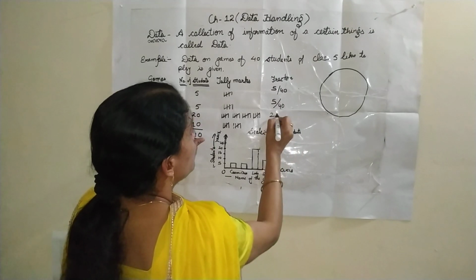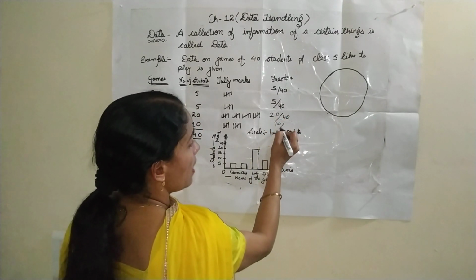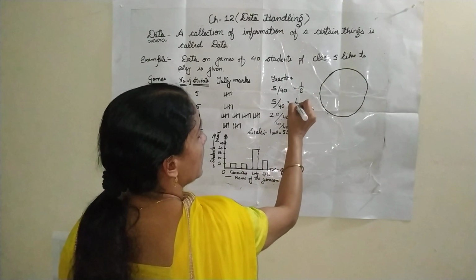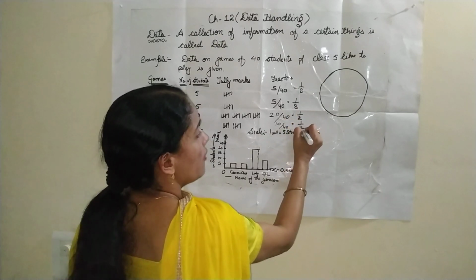For chess, 5 upon 40. For Ludo, 20 upon 40. And for snake and ladder, 10 upon 40. When we cancel this, we get 1 by 8 here, again 1 by 8 here, 1 by 2 here, and 1 by 4 here.